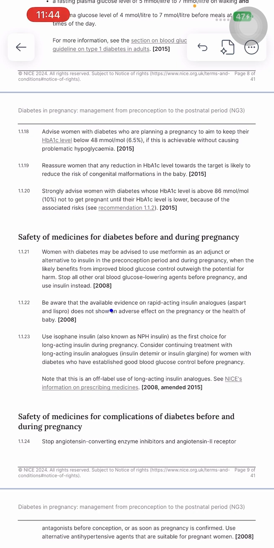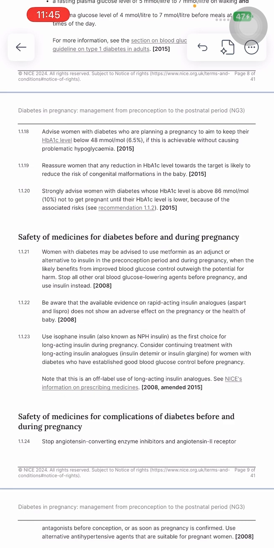And be aware that available evidence on rapid-acting insulin analogs such as aspart and lispro does not show an adverse effect on the pregnancy or health of the baby. So use isophane insulin, also known as NPH insulin, as a first choice for long-acting insulin during pregnancy. Consider continued treatment with long-acting analogs for women who have established good blood glucose control before pregnancy.